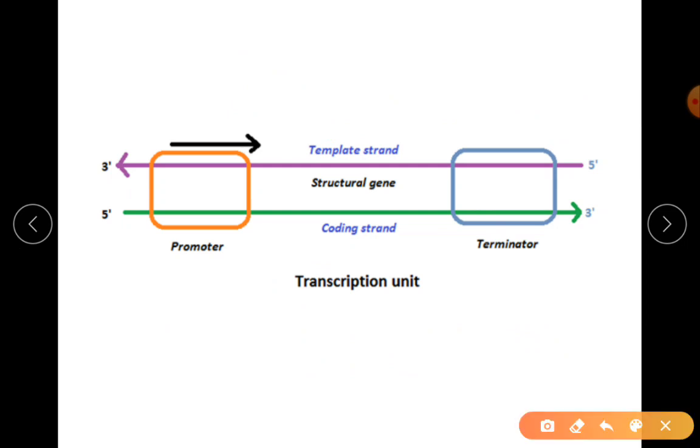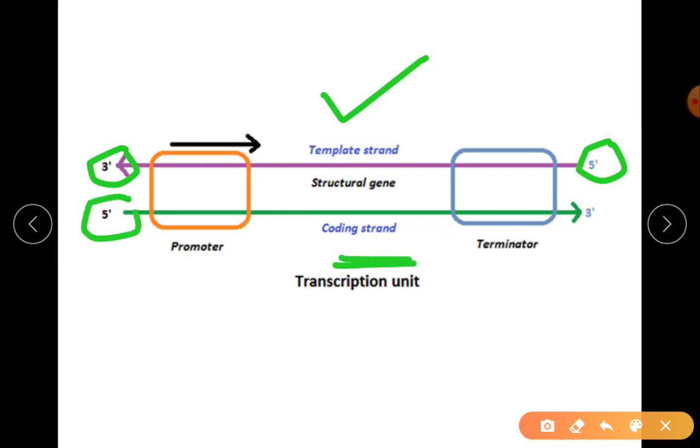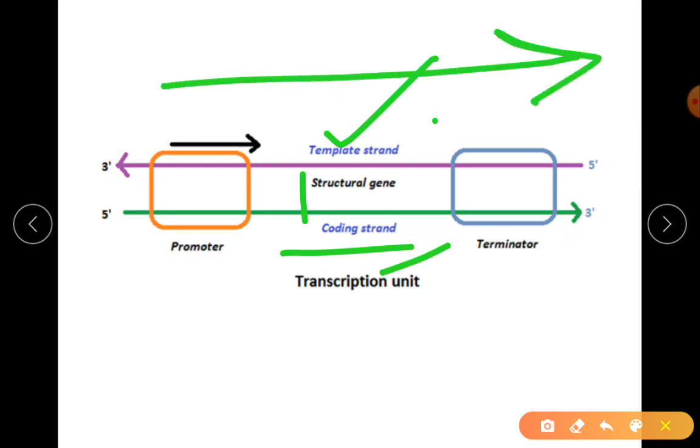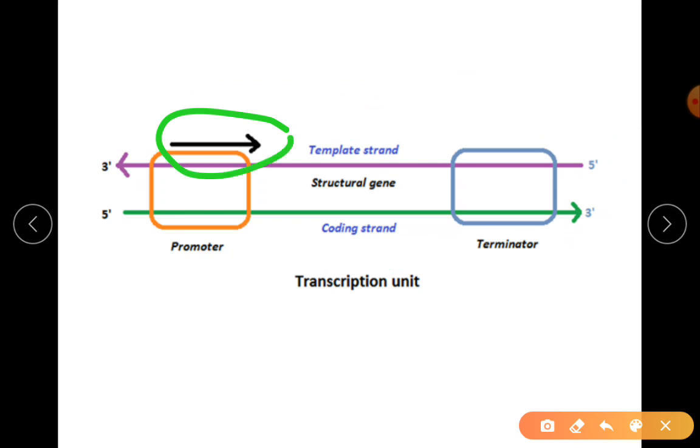Now, this is your template strand which is 3' to 5'. This is your coding strand, the sense strand, which is 5' to 3' here. So we are talking about mainly the template strand. Okay, and the complementary strand is your coding strand. So we are taking template above, coding strand below. And we are saying transcription is in this direction. That's why we have shown a black arrow here. Transcription is in this direction.